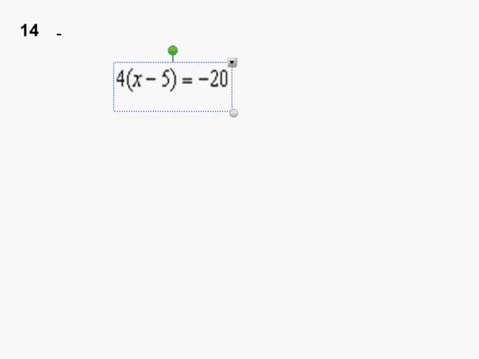Yes, it is. It's a negative 4. So we have a negative 4 multiplied by x minus 5. So if I was to get rid of that negative sign, I would have 4 groups of x minus 5, which would be 4x and a negative 20, because I'd have 4 x's and 4 negative 5s.